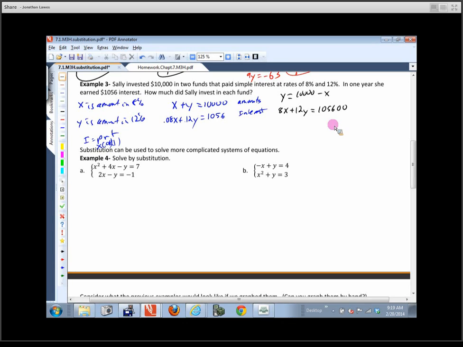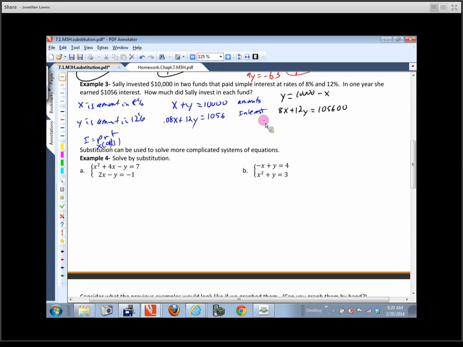Now, if you don't mind working with decimals, you certainly don't have to do that. You could keep the decimals and then plug this into that right there. Okay, that would be totally okay. But if you don't want to work with decimals, that's a good way to get around it. So I've isolated the y. I'm now going to plug, wherever there's a y, I'm going to put 10,000 minus x.